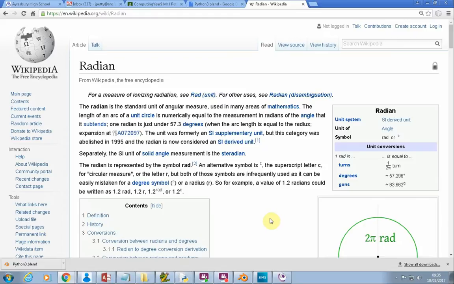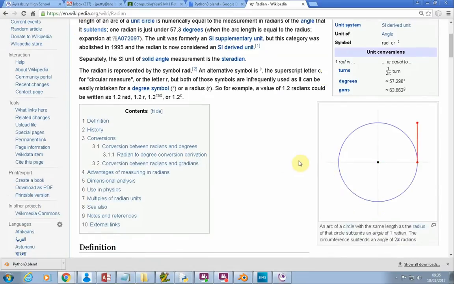This is a very quick thing about radians. Since Blender measures angles and rotations in them, I thought it would be a good idea to just quickly explain. Wikipedia for you. So there's a lovely video here.